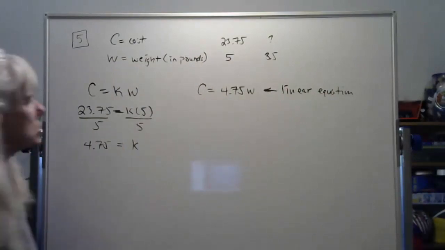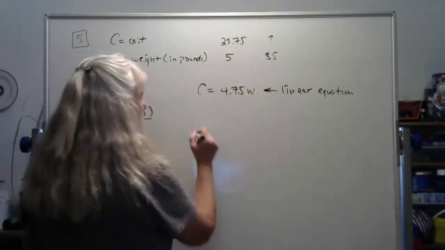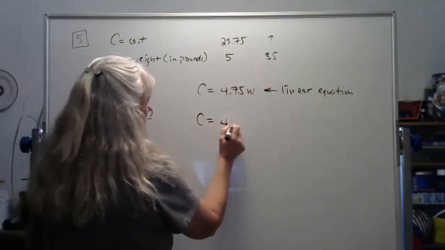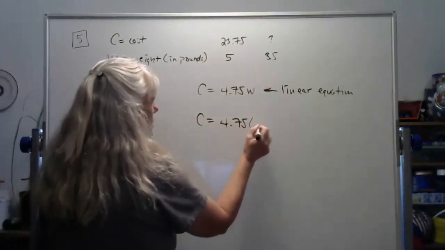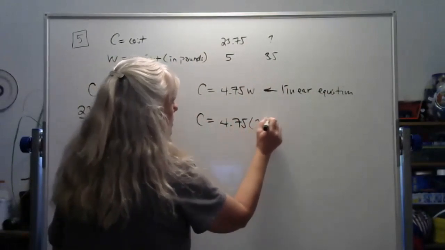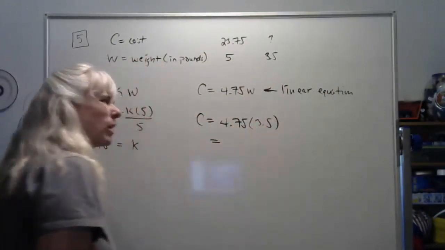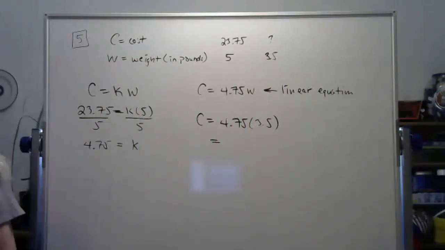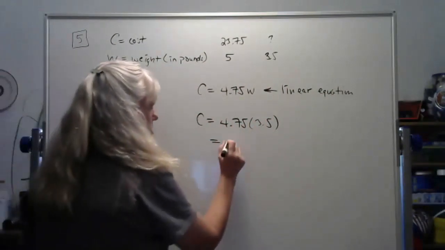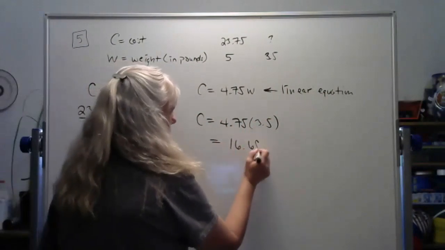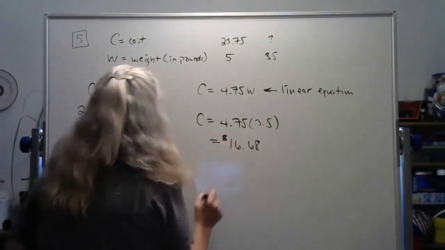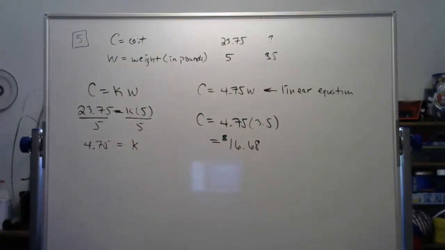We can now figure out how much it's going to cost when we purchase 3.5 pounds. So we're going to take C is 4.75, the cost per pound, times the number of pounds. So times that 3.5 pounds. And you should end up with $16. And because we're dealing with money, we'll round it to 2 decimals, $16.68. So if you purchase only 3.5 pounds, it's only going to cost you $16.68.